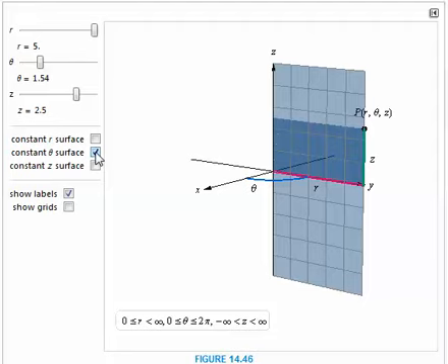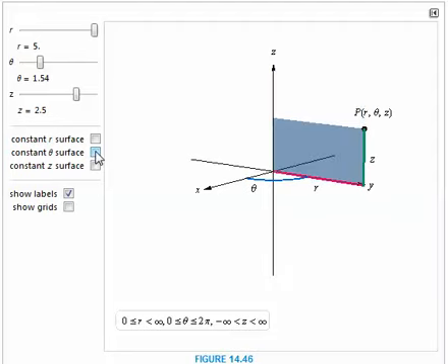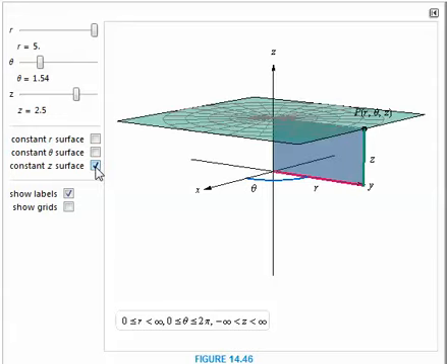Now let's look at a constant value of z. First, see if you can imagine it. What would be a constant surface in z in Cartesian? Your constant surface in cylindrical would be the same. So a constant surface of z equals 2.5. Well, that's a plane that's going to be parallel to your xy plane.